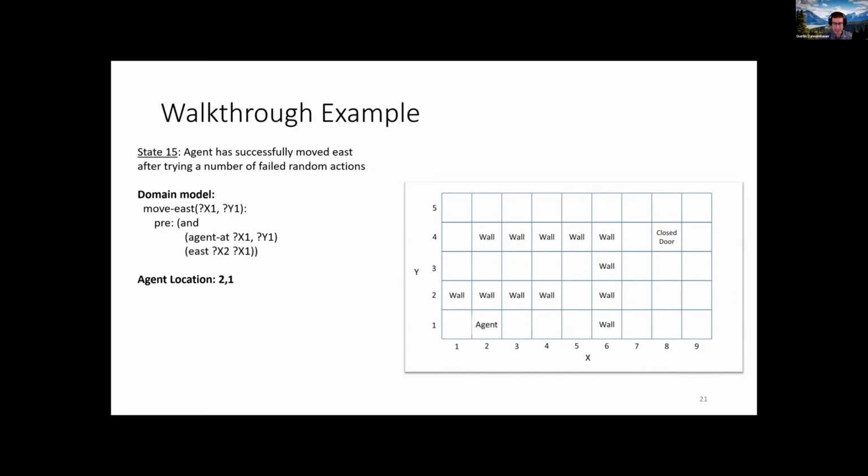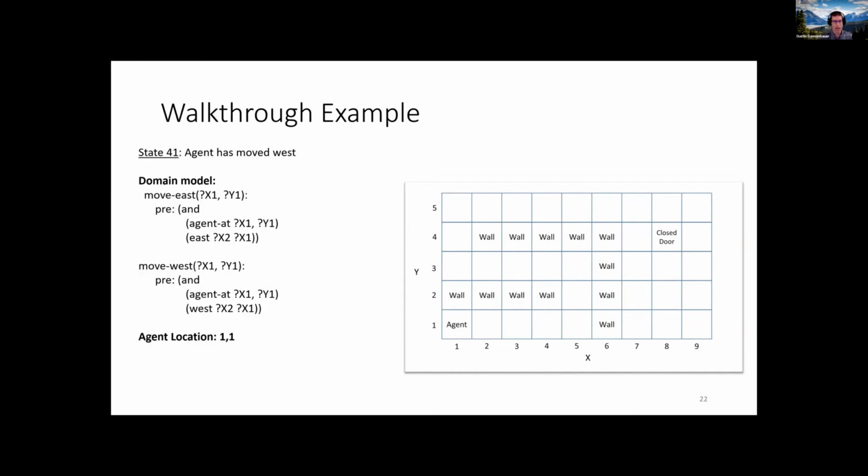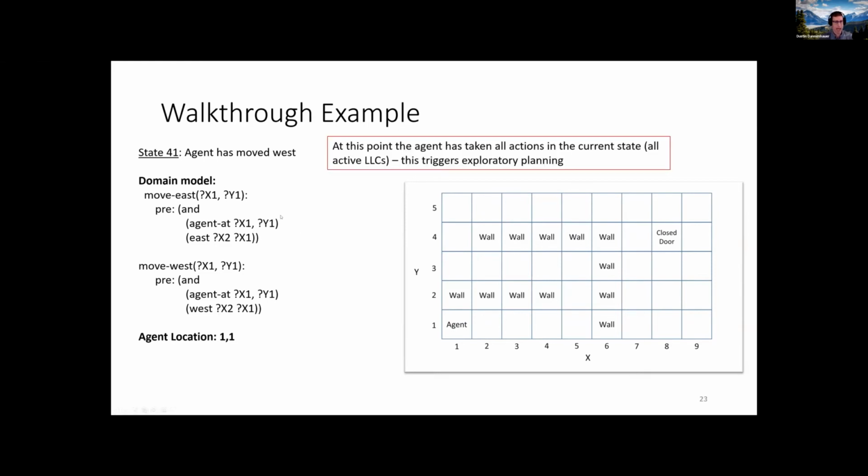So the agent keeps trying actions, and then it ends up trying the move west action, and it goes back to this state. Now it's learned a partial model for moving west, and it's back in this state, and it's tried all available actions for all the LLCs that are active here. And so at this point, it triggers exploratory planning.